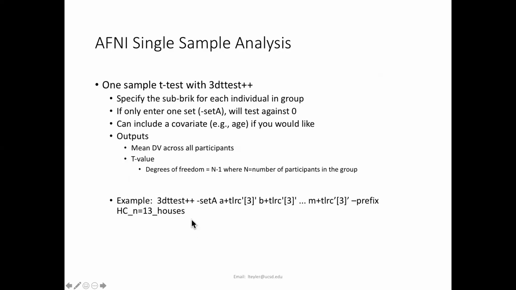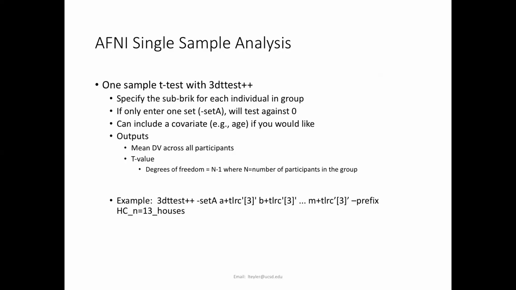And yeah, so this is an example of the syntax. You would just do 3dttest++, set A, and then you would have subject 1, subject 2, all the way up to subject number 13. And you would say, I want to call this, and this is just an example of how I sometimes name my output files. I might put HC underscore n equals 13, for healthy controls, to remind me how many people went into this analysis, underscore houses, because that's the house sub-brick that I was looking at here. Any questions about that? So you have to add each individual subject to the command line.